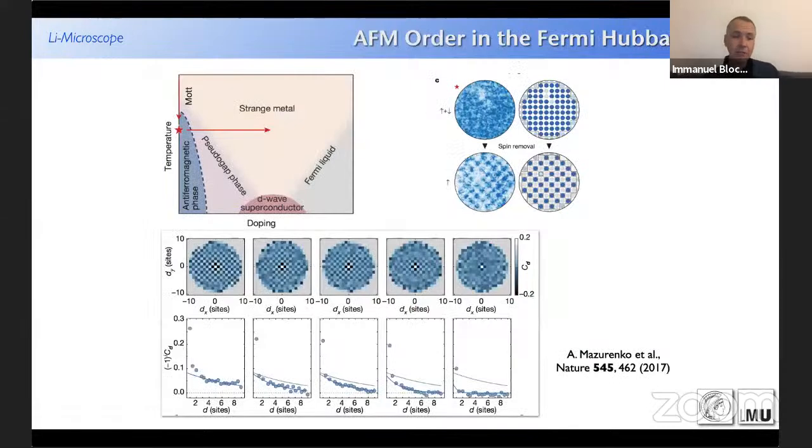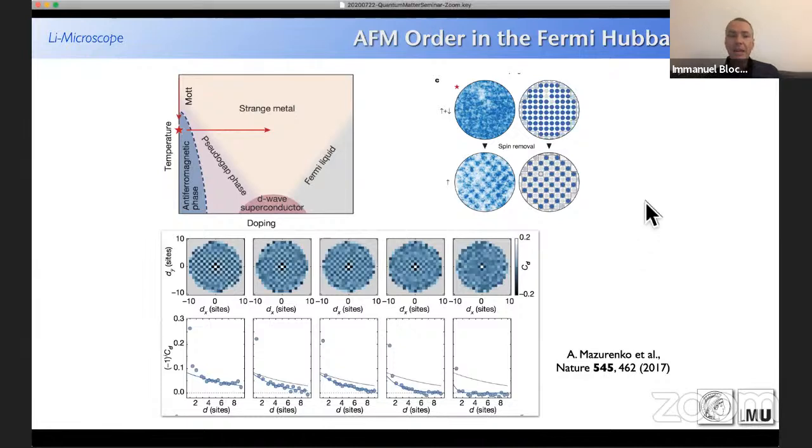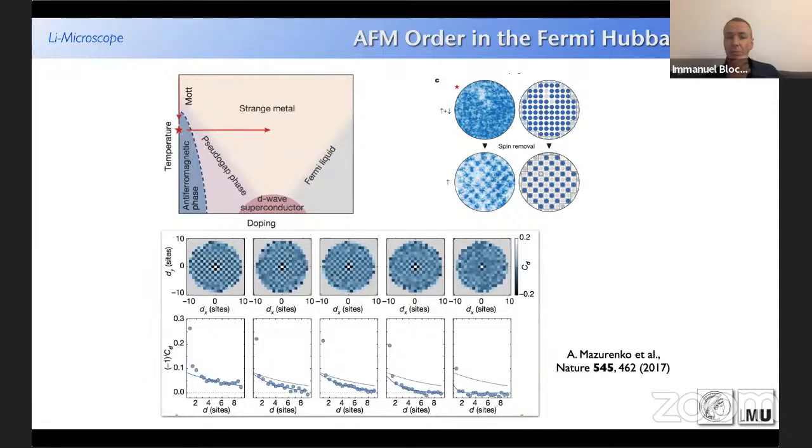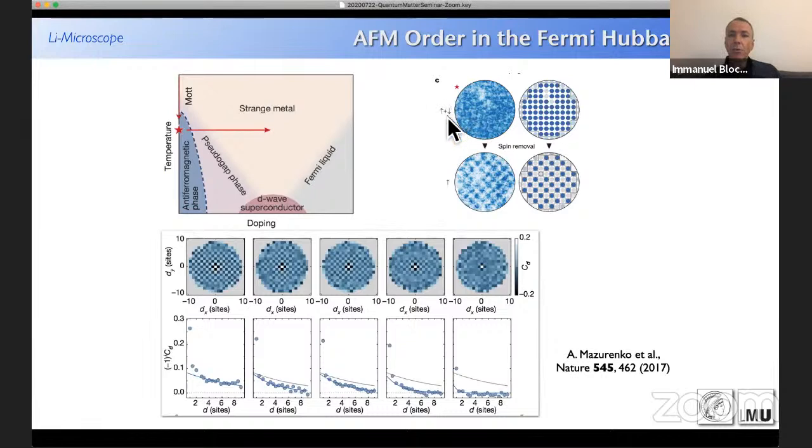Here's a very nice result from Markus Greiner's group at Harvard in 2017, where they realized in a 2D system with spin up and down fermionic atoms a nice antiferromagnetic correlation. So in the undoped regime, where we're somewhere here, we have nice antiferromagnetic correlations. And the way to see those correlations, what Markus did in the experiment, was to basically remove one of the spin components from the system. So you have up and down spins.